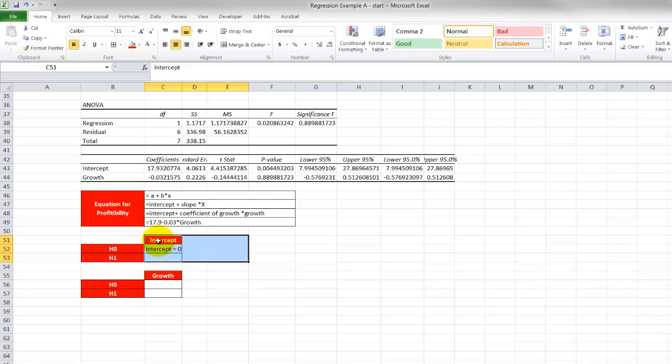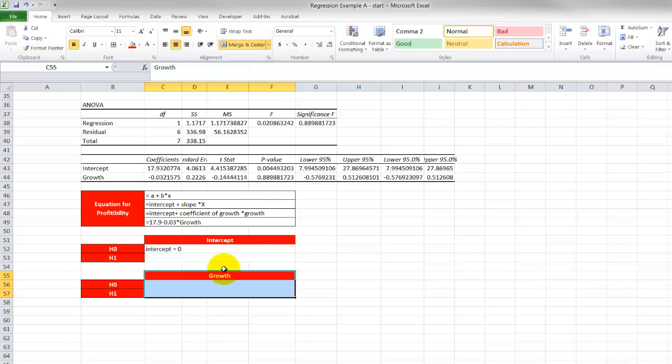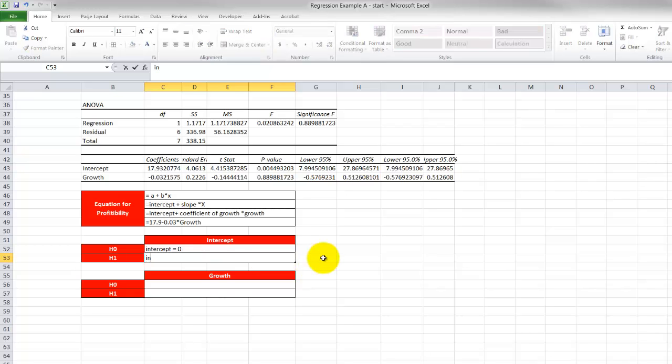I'm going to give us some more room in this spreadsheet with the merge across, just so the text doesn't overflow. The alternative for the intercept is that the intercept does not equal 0. So statistically, it's something other than 0. For the growth, it's the same thing. Does the growth coefficient equal 0? Or does the growth coefficient not equal 0? So this is what we need to determine in our investigation here, and that's exactly what this table up here does.